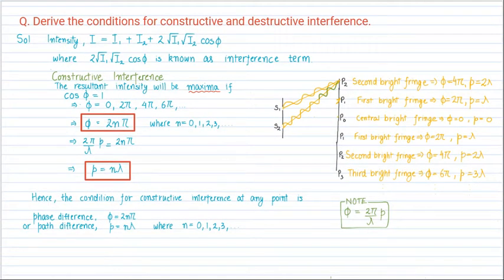Till now we have discussed conditions for constructive interference. That means the phase difference between the waves coming from slit S1 and slit S2 should be how much? It should be an even multiple of pi. And the path difference, the extra path the light has to travel, should be an integral multiple of lambda. If this condition is satisfied, then at this point you will get a bright fringe.